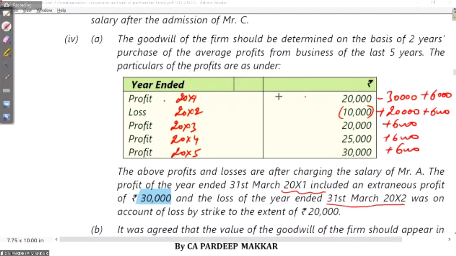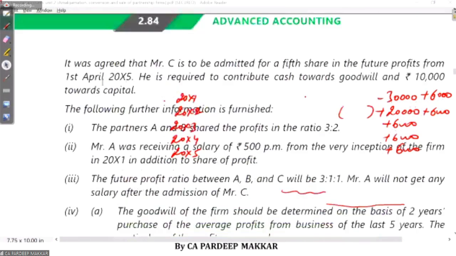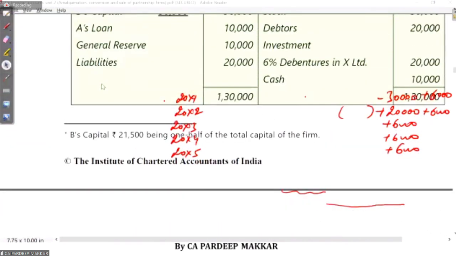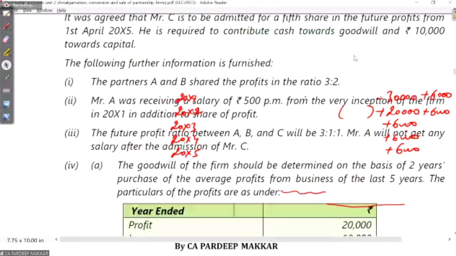Then he says we have to take operating profits only. In this case, one thing more is given to you. That is, debentures are given to you in the question. There is an investment of 20,000 with us, that is 6% debentures in X Limited. So this is also a profit which is included here.